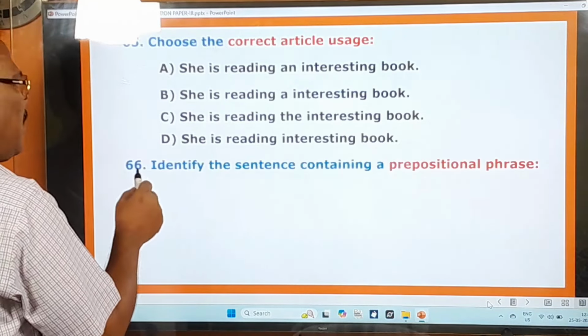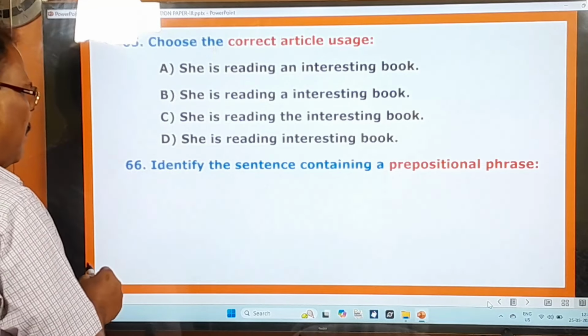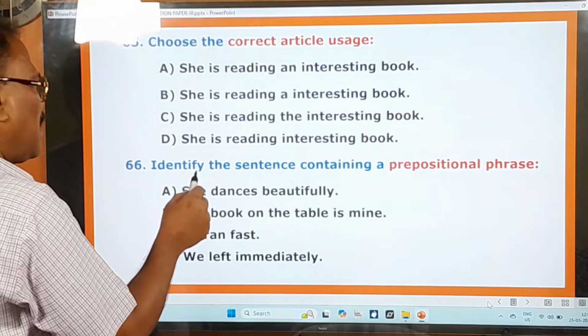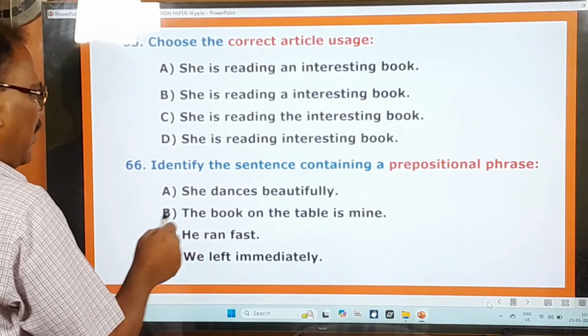66th question. Identify the sentence containing a prepositional phrase. She dances beautifully. The book on the table is mine. He ran fast. We left immediately.